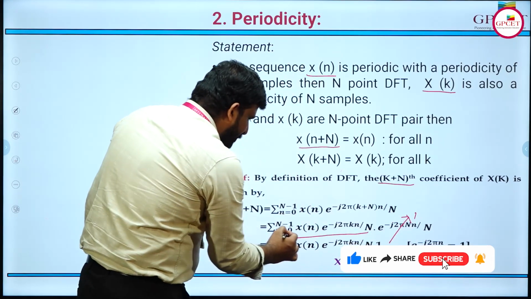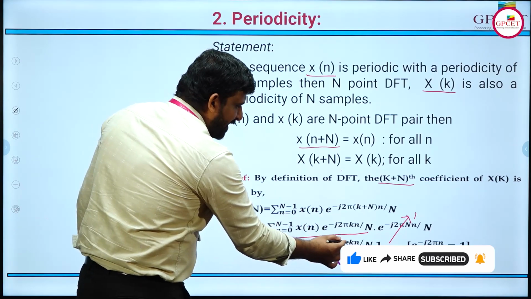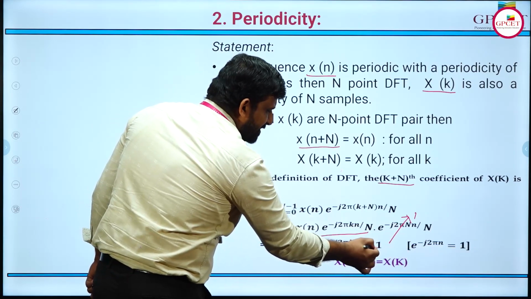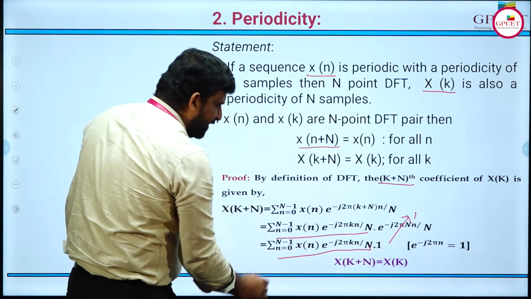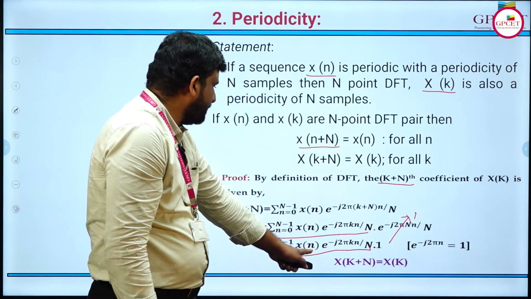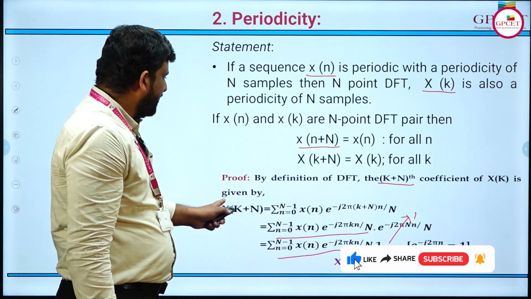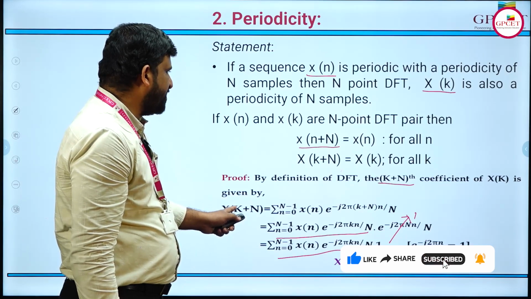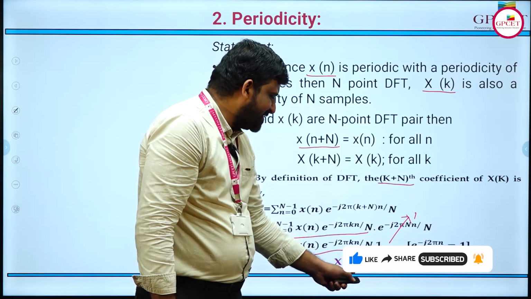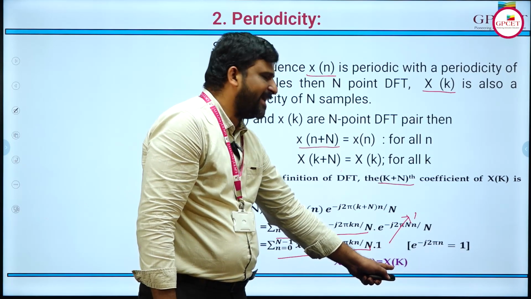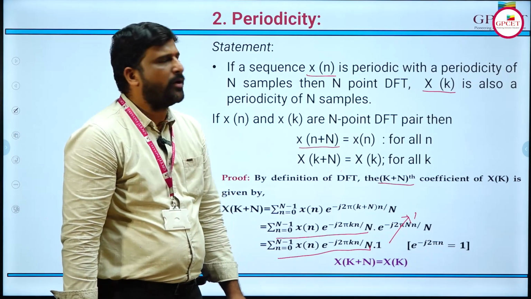So what am I going to get? I am going to get summation n equal to 0 to N minus 1 x of n e power minus j 2 pi k n by N into this term, which is equal to 1. Now if we see this particular thing, it is in the form of X of k. So on the left hand side, for the k plus Nth coefficient, I need to get X of k, which is proved. So it is nothing but the periodicity property.